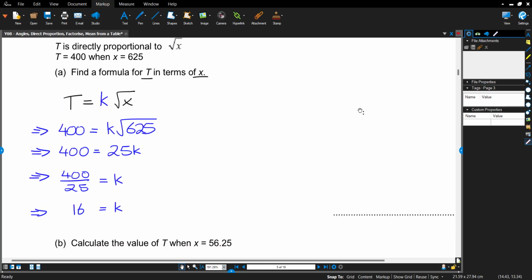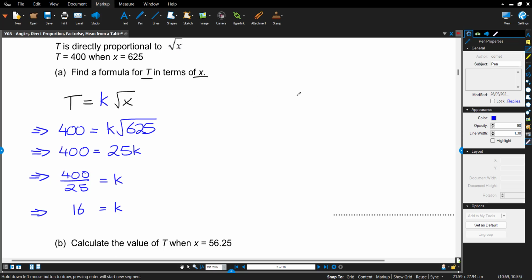Find the formula for t in terms of x. Okay, so let's rewrite this. So we're going to say t equals 16 root x. Okay, cool, and that's it.